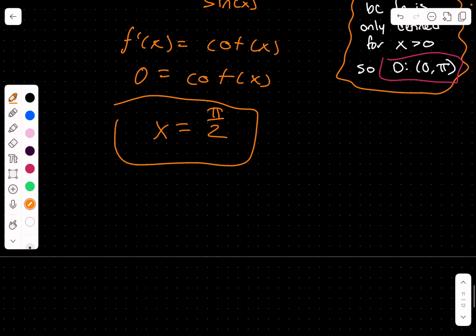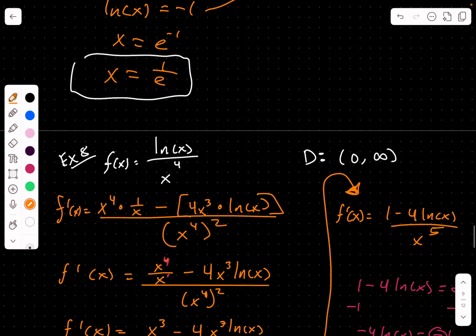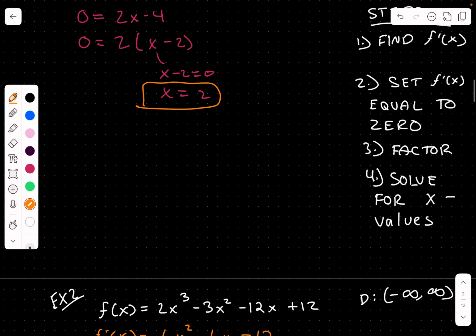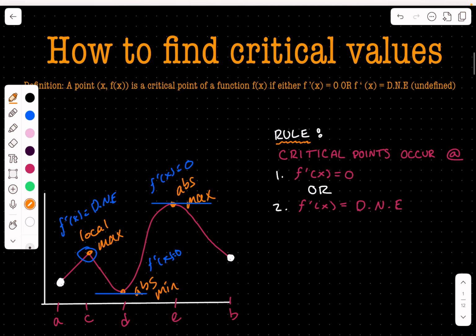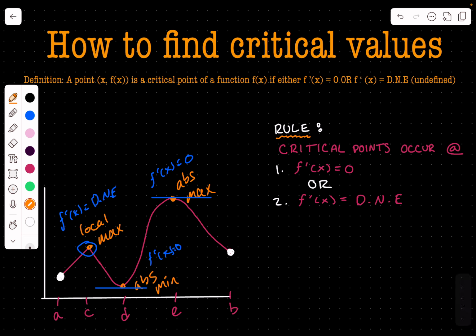So that is all for this video. We found all of these critical points or values. In the next video, I'm going to be going over how to find max and min values inside of a closed interval, and then inside of an open interval.